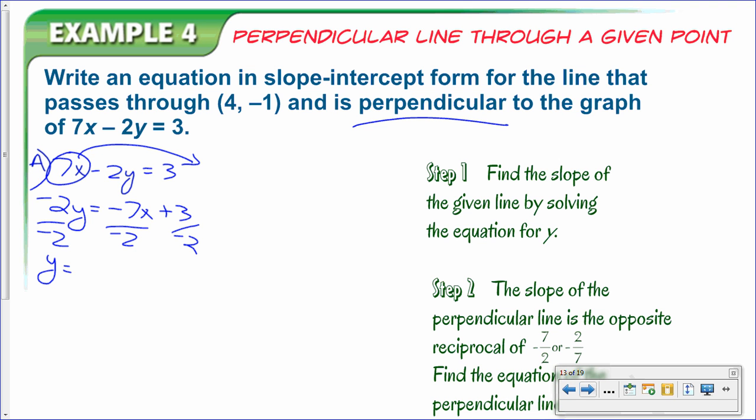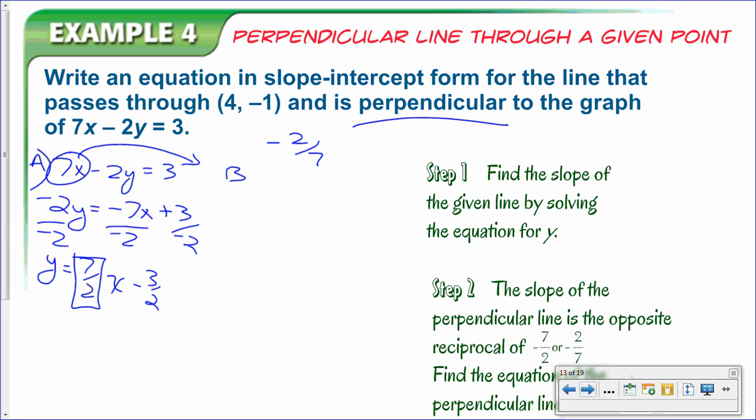Y equals 7/2x minus 3/2. Do I want to change anything about that? Do I turn it into a mixed number? Would I turn this into a mixed number? Just leave it like that, right? Rise over run. So now what's the slope of my second line going to be? It's going to be -2/7, right?